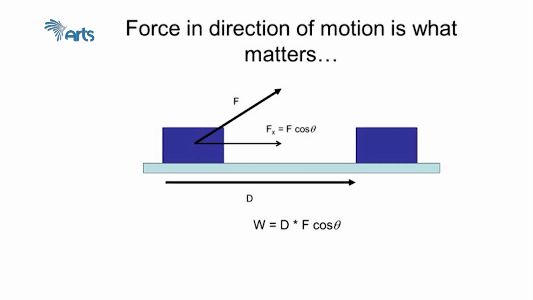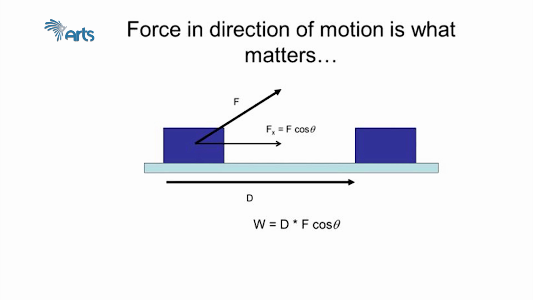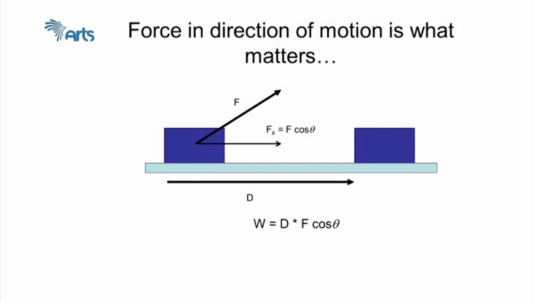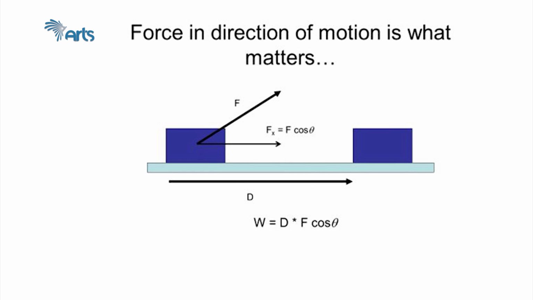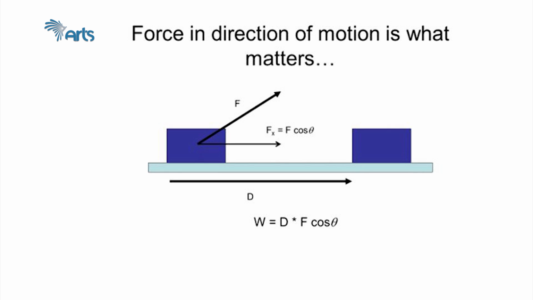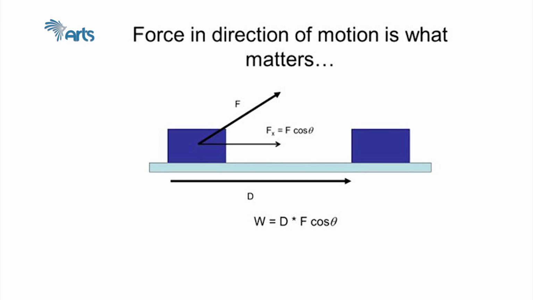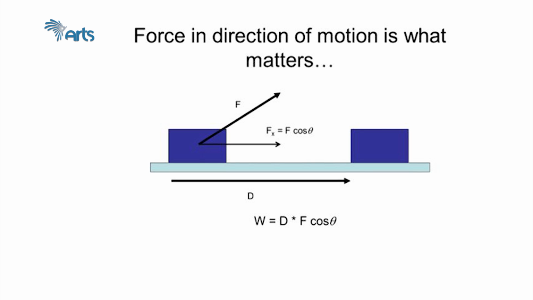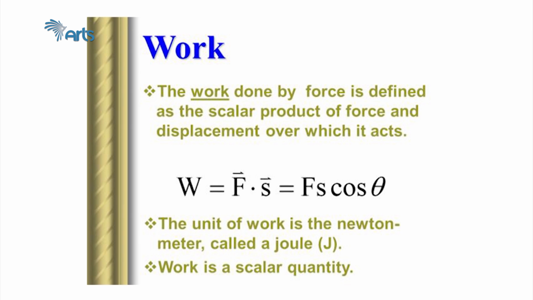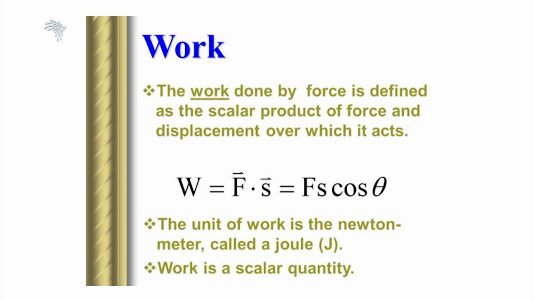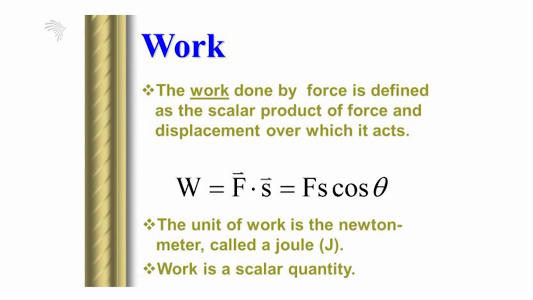For instance, if a force makes some angle theta with horizontal, and assuming that the block is moving along the horizontal direction, which is to the right, to calculate the amount of work done on this object, you can find the cosine component of the force and multiply with the parallel displacement. Therefore, the scientific definition of work done is the scalar product of force and displacement over which it acts, and we can simply calculate work done by using the dot product of force and displacement.